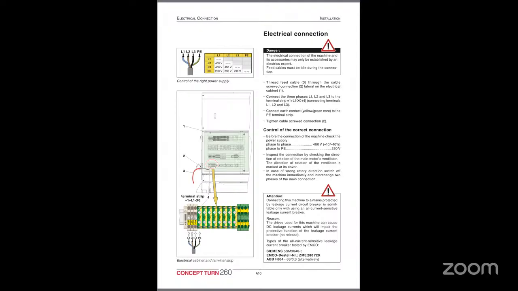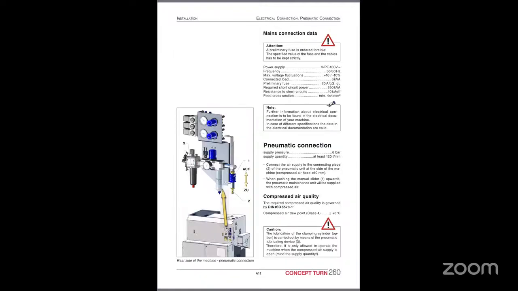Then coming to the electrical installation, the machine power connection: the required supply is 3 x 400 volt, 50-60 hertz. A 20 ampere fuse is required. Earthing is mandatory. Earthing is to protect against electric shock, drive failure, and controller damage.